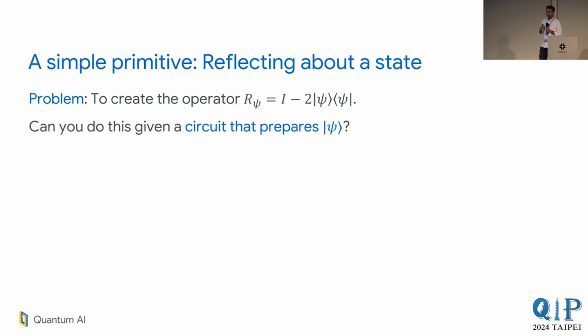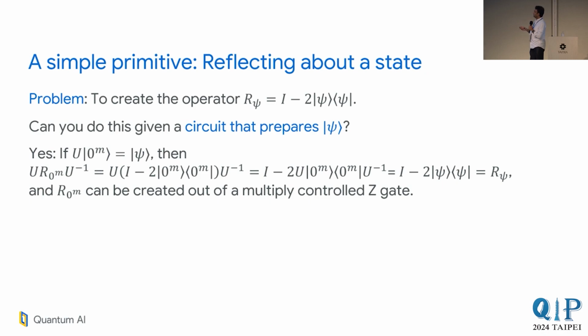And the answer is yes, you can. And it's actually not hard to do. If you have a circuit U that prepares ket psi starting from all zeros, then this product of three unitaries over here, the preparation circuit U, a reflection about the all zero state, and U inverse, will indeed do R psi. So if you can create a state, you can reflect about a state. That's the takeaway here. This is a simple, nice, cute primitive. It doesn't have a name. Maybe we should give it a name.